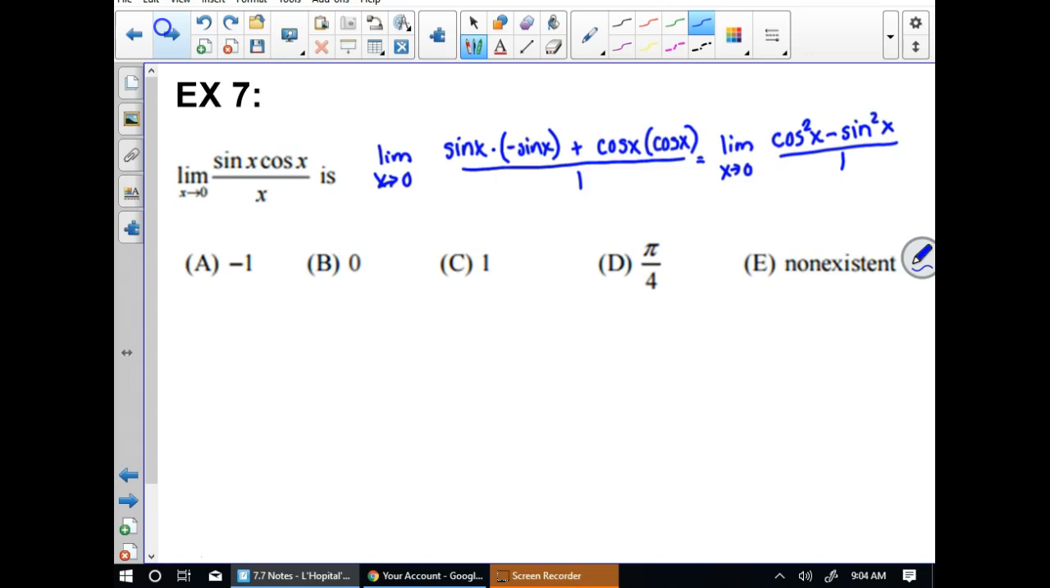And then we'll have cosine of 0 squared minus sine of 0 squared over 1. What is cosine of 0? 1. Sine of 0, 0. So we end up with 1 over 1. So we get 1.